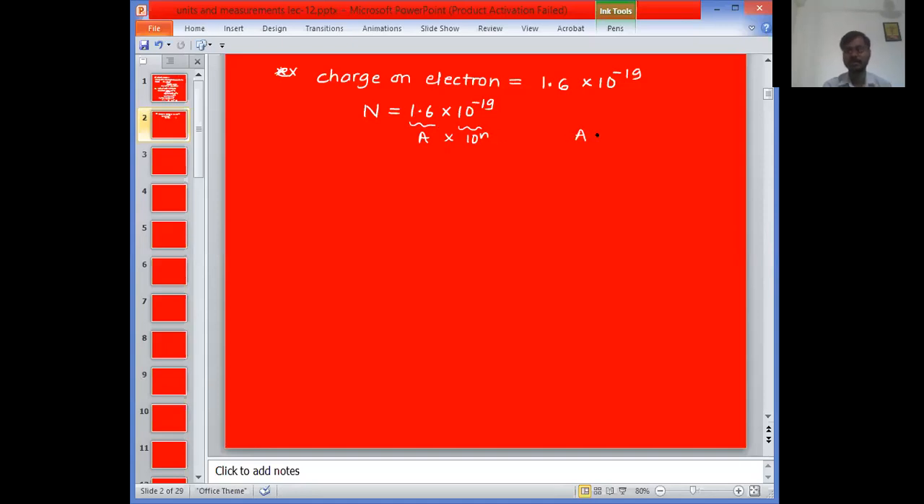What is the condition for scientific notation? A should be between 0.5, less than or equal to A, less than 5. Okay, that was the condition given for writing the scientific notation.